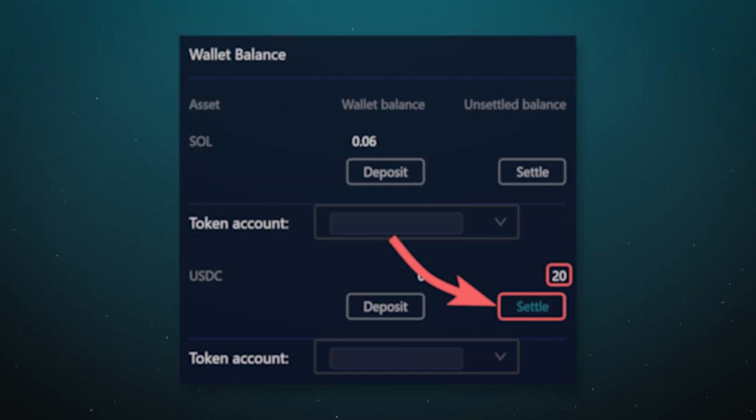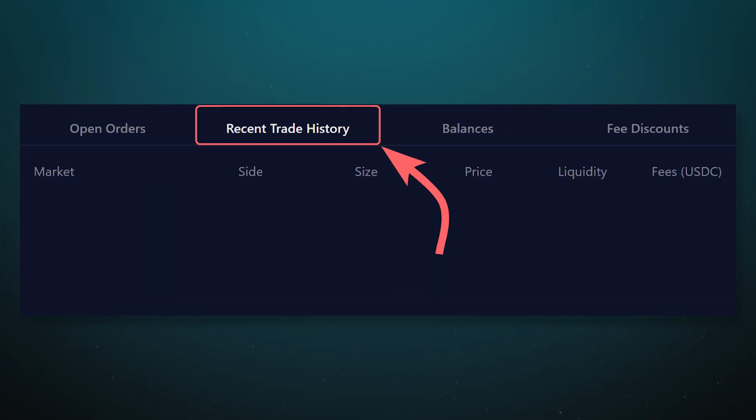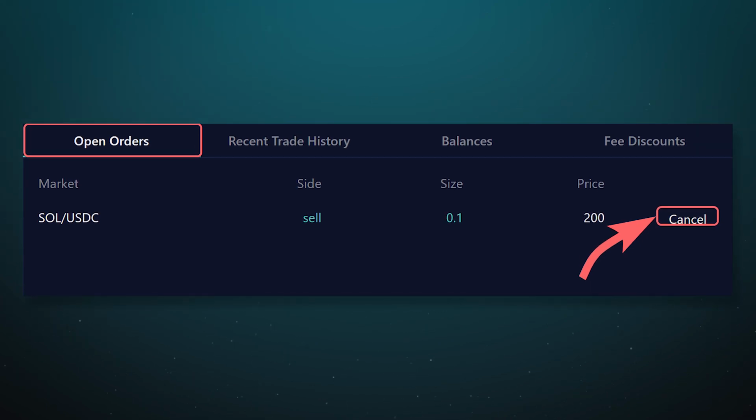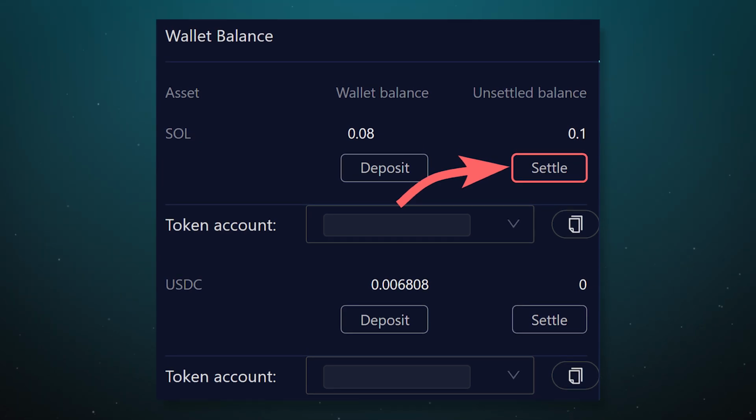After reaching the specified price, your cryptocurrency will be sold or bought, and you can withdraw it by clicking on Settle at the bottom of the screen. The executed order will be moved to the Recent Trade History section, where you will find, for example, information about the time of its execution. You can cancel the created order in the Open Orders tab by clicking on Cancel. You'll also need to click on Settle in the Wallet section to send tokens that will be returned from the cancelled order to your wallet.